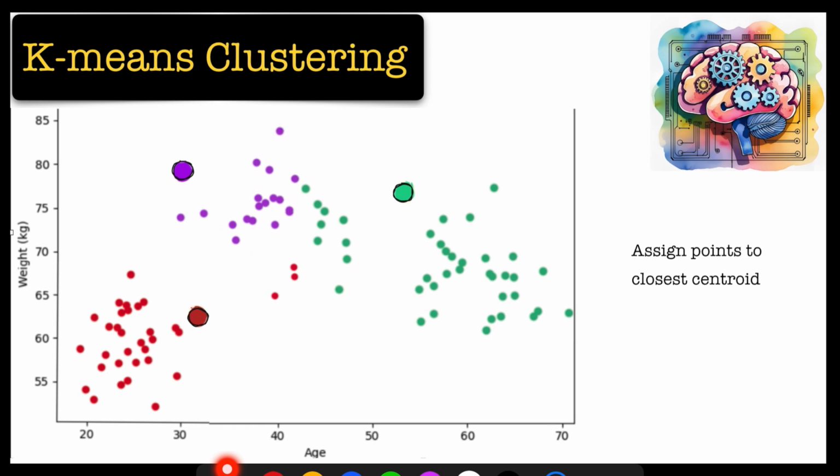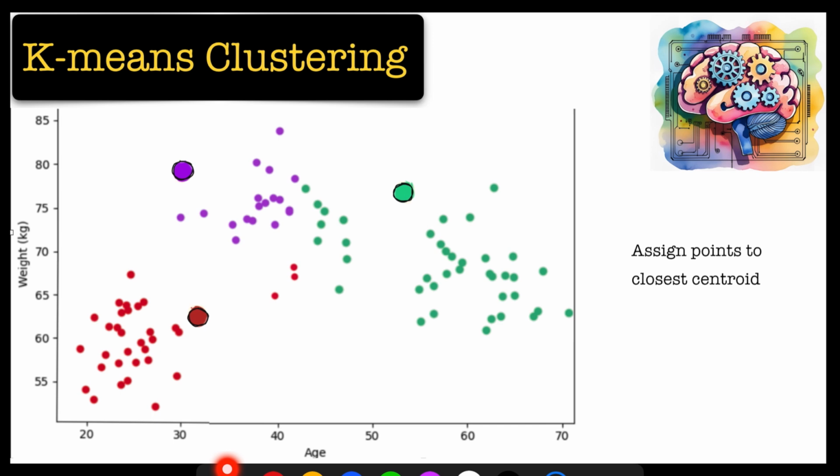But you see these points are close to the green cluster. These points are close to the red cluster. These are not close to the purple or green cluster. So after assigning the points to the closest centroid, our clustering is not complete, right? This looks like a cluster to our eyes, but these are not correctly assigned.